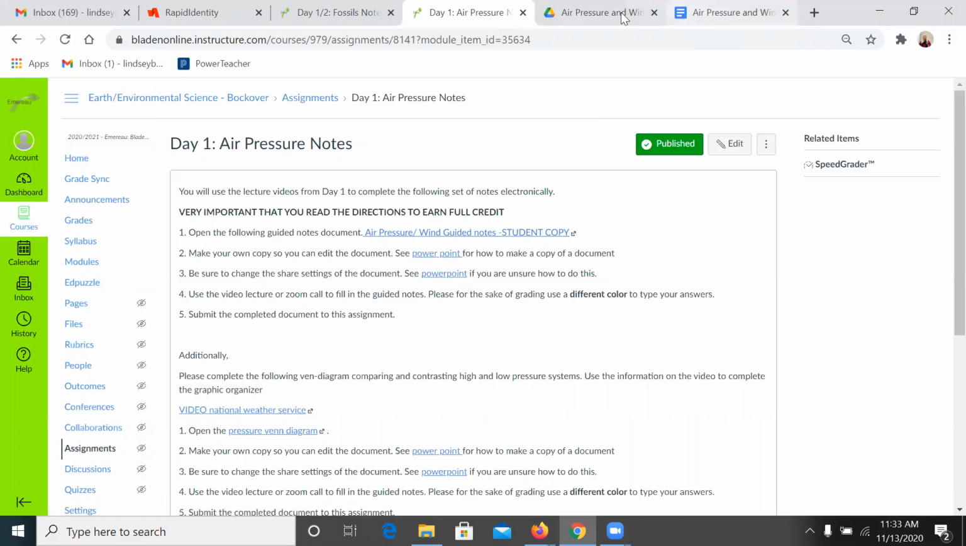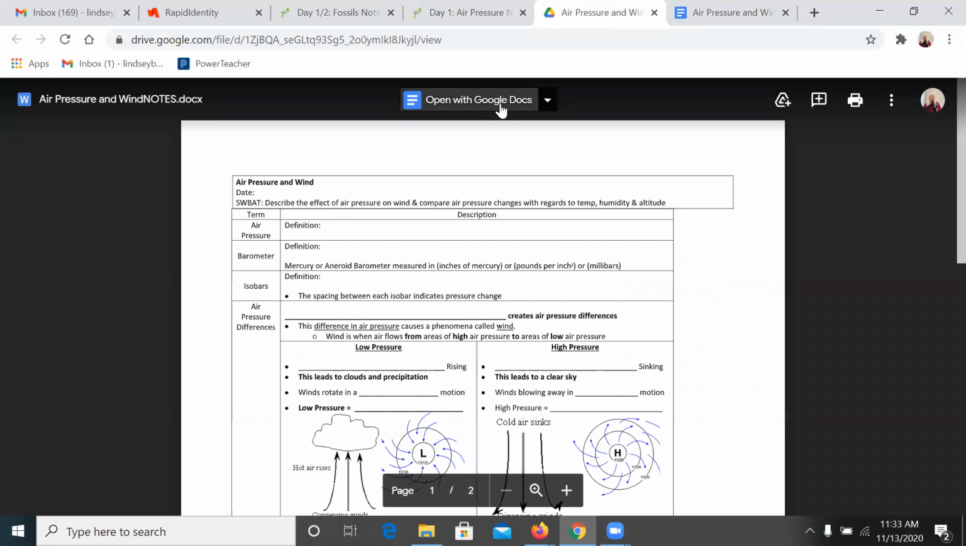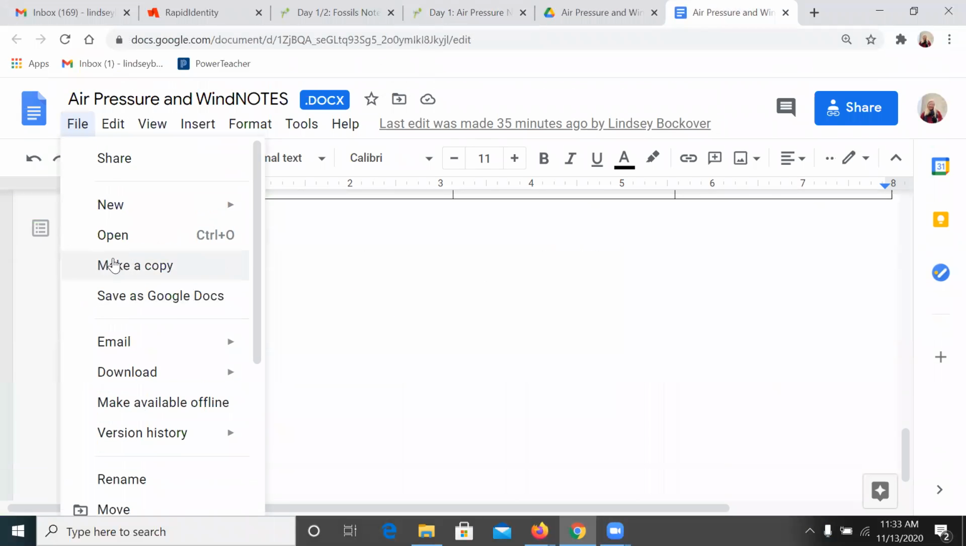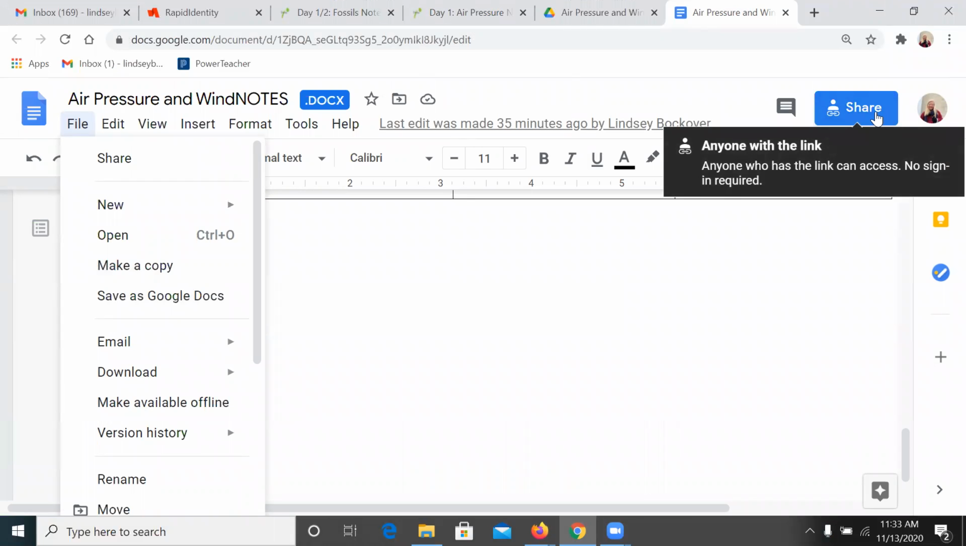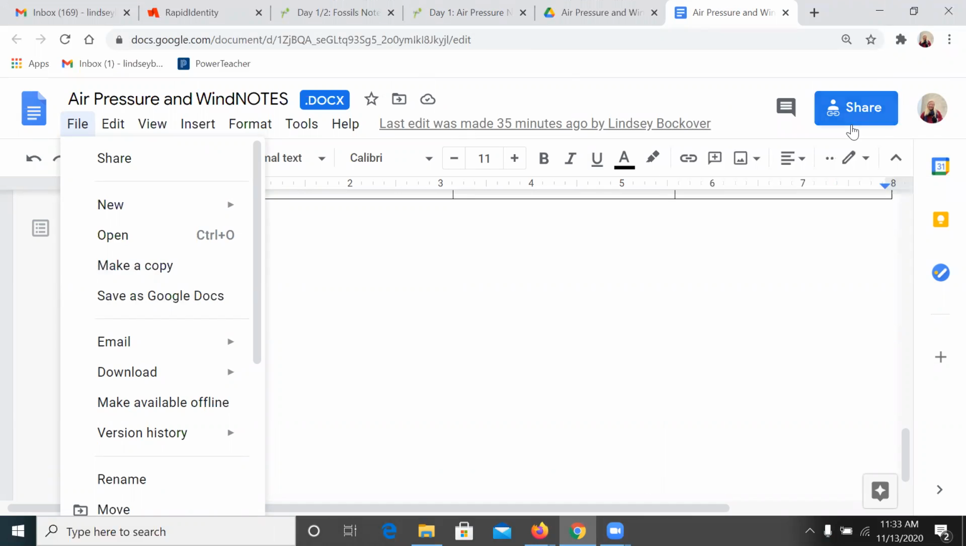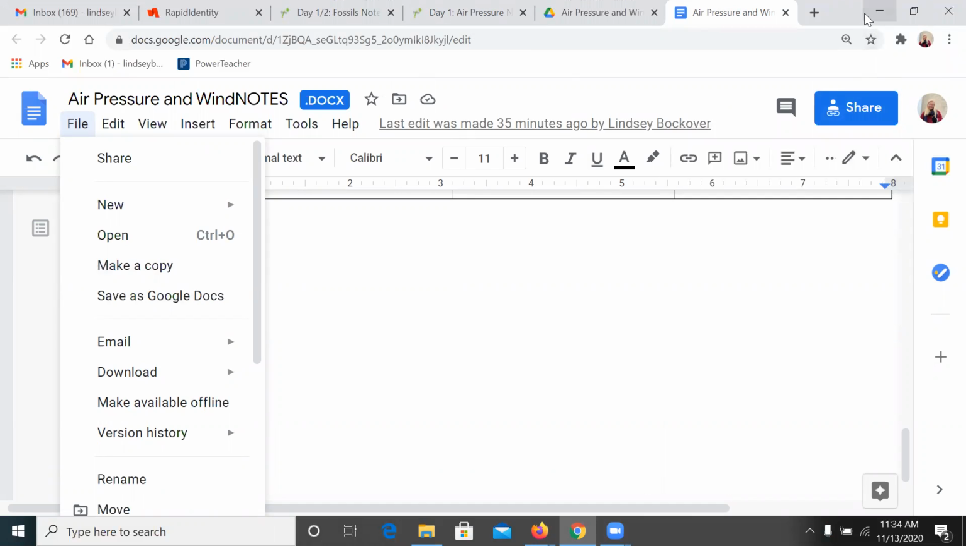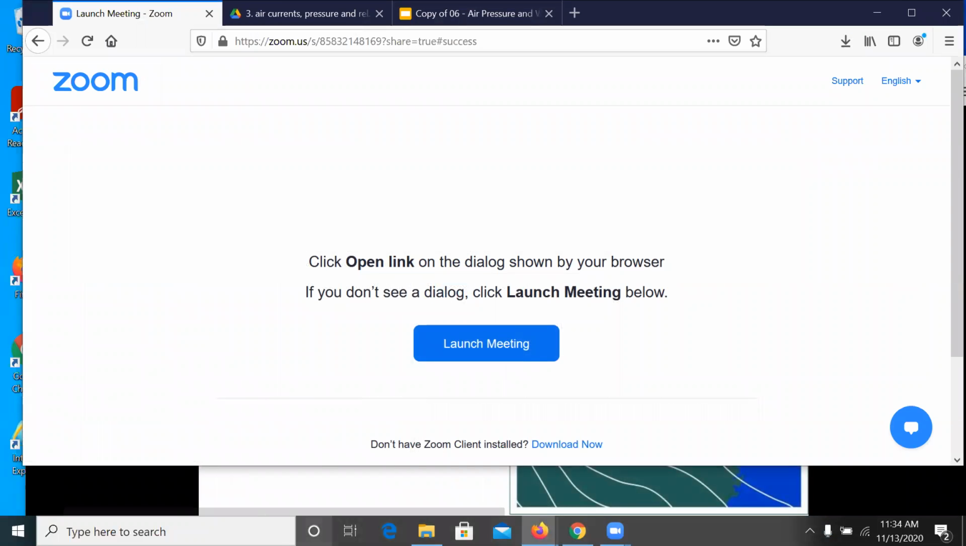It's going to take you to a screen that looks like this. We will open up with our Google Docs, and then make sure you make your own copy so that you can edit it, make a copy, and share it so that anyone who has the link can view it, so that I can view it when you turn it in. So you're going to fill out those notes as we do this lecture. Let's get started, shall we?